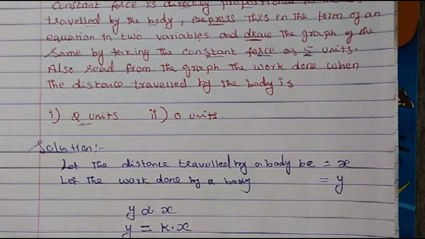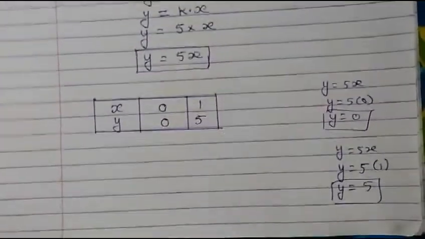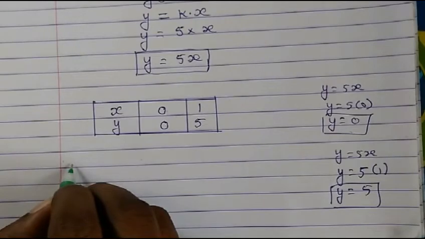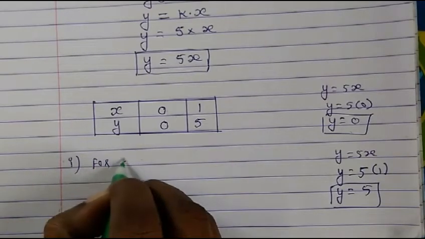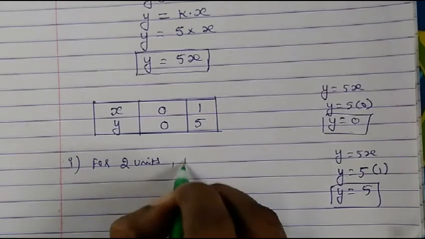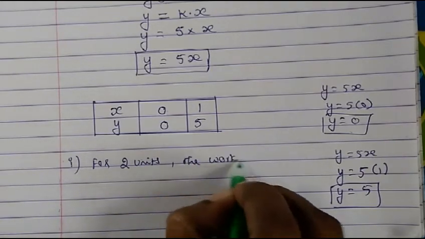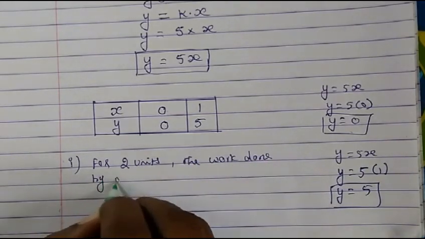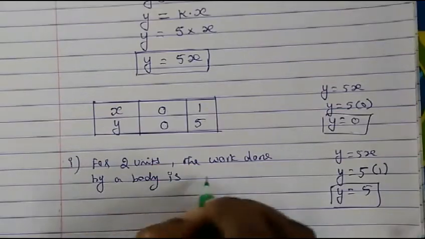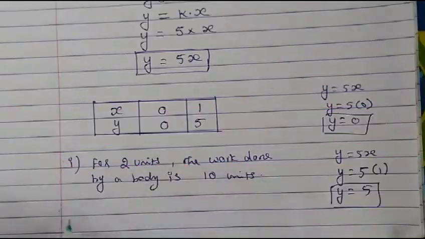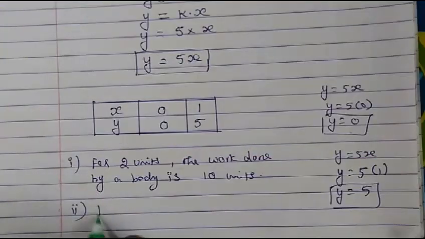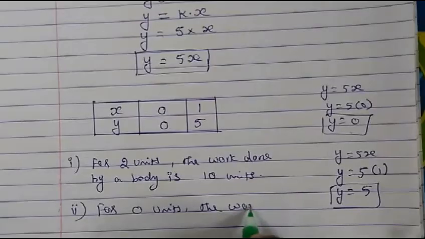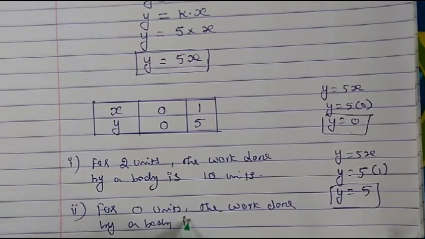So the answer will be: for 2 units, the work done by the body is 10 units, and for 0 units, the work done by the body is 0 units.